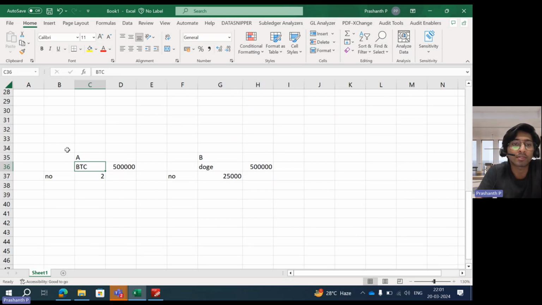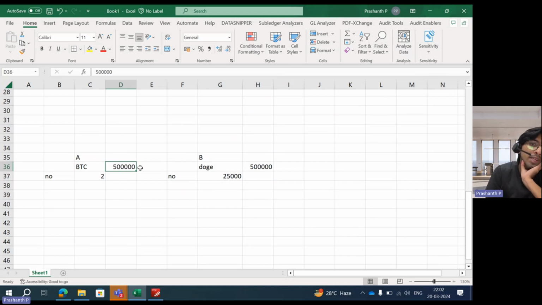Because both are buyer and seller, right? Mr. A is seller of Bitcoin, Mr. B is seller of Dogecoin, Mr. A is buyer of Dogecoin, Mr. B is buyer of Bitcoin. I hope this is clear. So, how will the TDS implications work? Who is liable to deduct TDS? The buyer. So, when A sells Bitcoin of 5 lakh rupees to B, Mr. B is liable to deduct TDS on 5 lakh rupees at the rate of 1%.